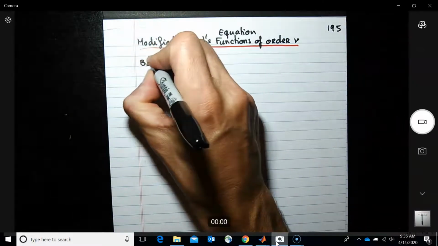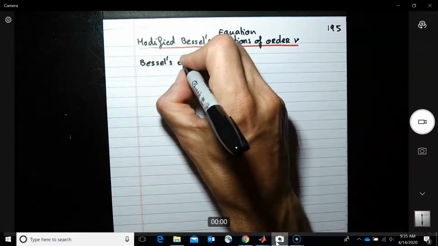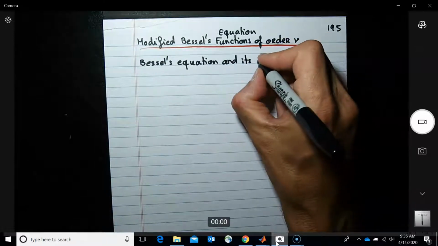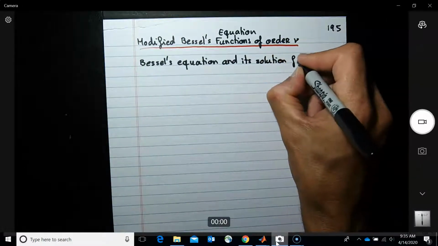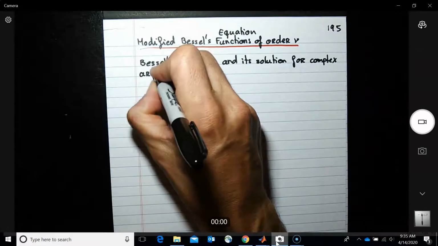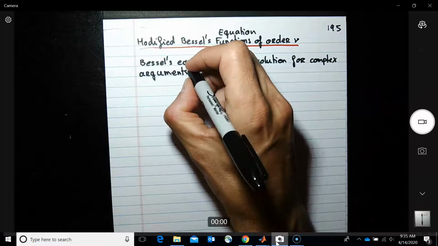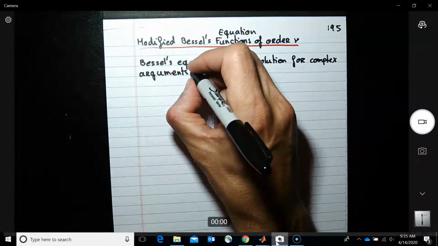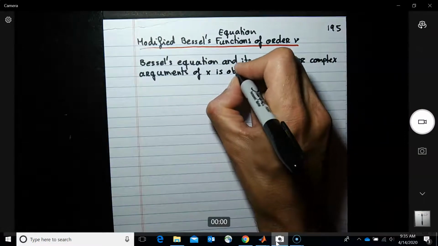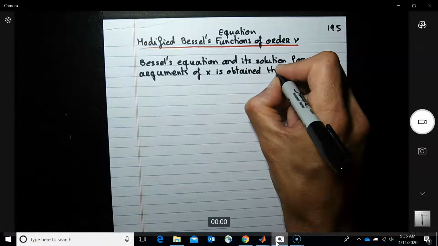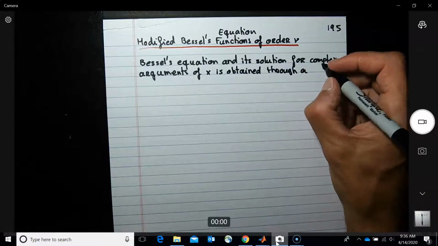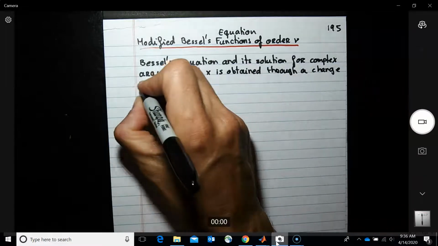So Bessel's equation and its solution for complex arguments of x is obtained through a change of variable.